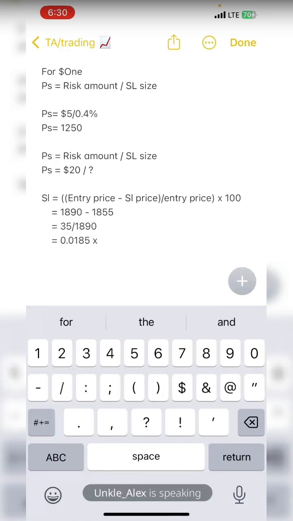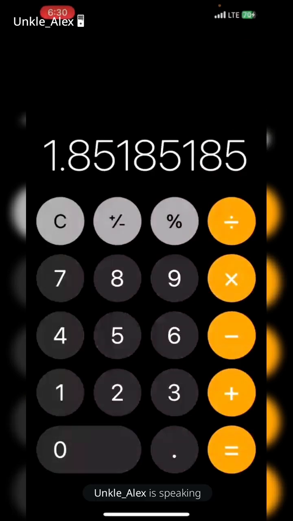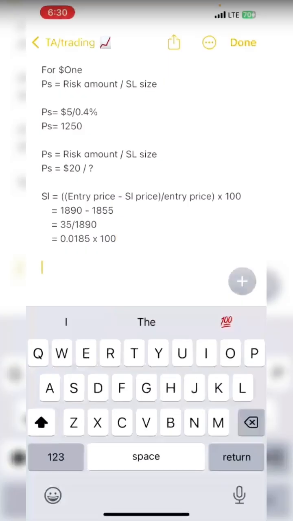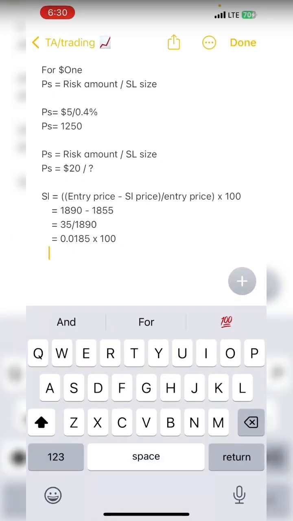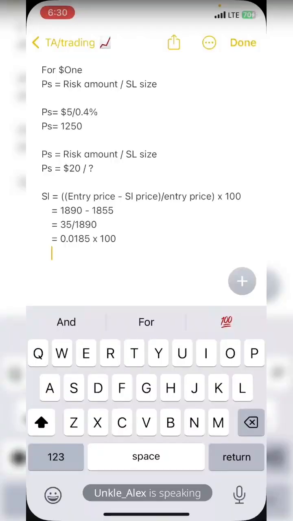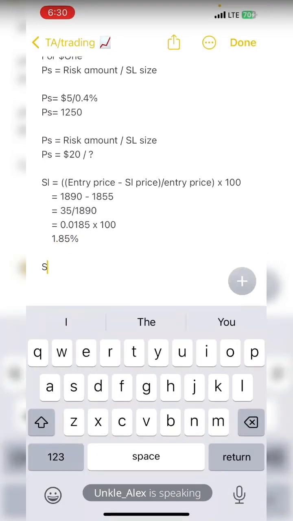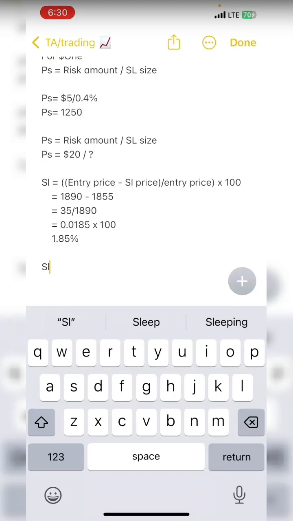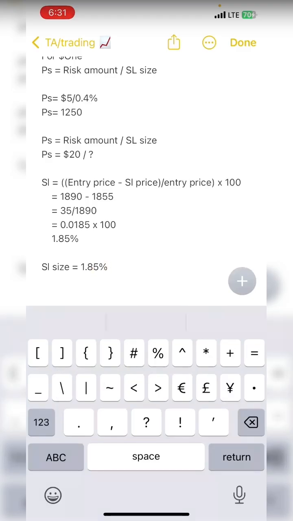We multiply it by 100. So now what do we have? 1.85. So from this, our SL size is 1.85%. So from this calculation, our SL size equals 1.85%. So let's go back to calculating our position size.